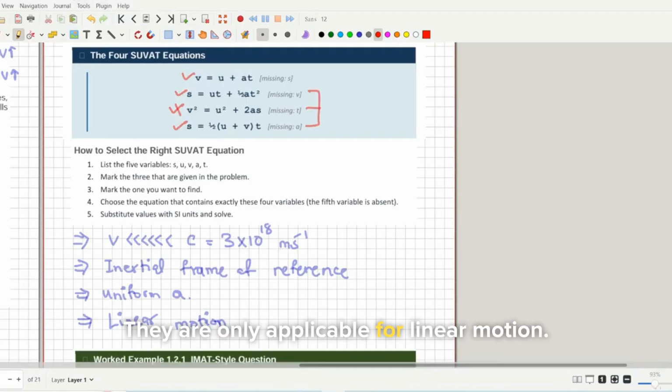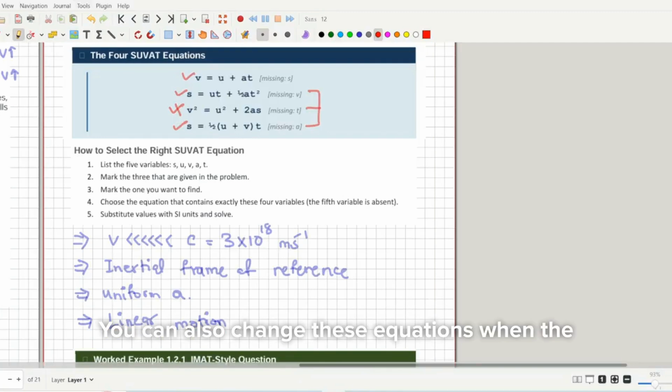They are only applicable for linear motion. They are not applicable for motion that is rotating, or during torque or rotating motion. So these are the equations that are used.